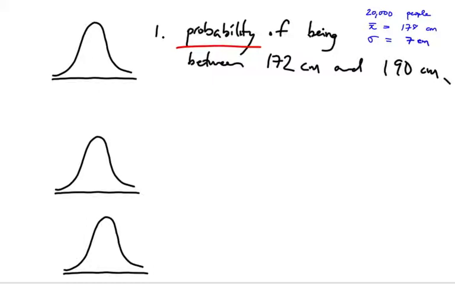The first thing you do with all these questions is you quickly sketch it up. 178 goes there. 172 goes there because 172, funnily enough, is smaller than 178. And 190 is way over here. And we want to work out the probability of all of that. That is the first bit.